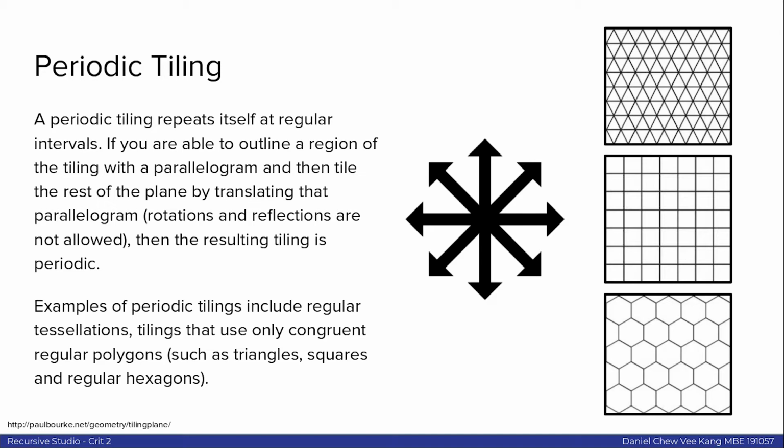Examples of periodic tilings include regular tessellations, tilings that use only congruent regular polygons, such as triangles, squares, and regular hexagons, as seen on the right. This tiling can have an infinite repetition and still look the same throughout.